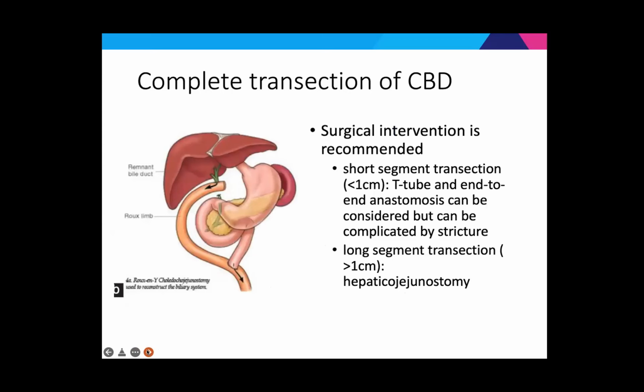In short segment transections, you can try to bring the 2 transected bile ducts together with a T-tube and do a primary end-to-end anastomosis. But in long segment transections, this can be very difficult to perform, or it can be complicated by a severe stricture. So in those cases, patients will require a Roux-en-Y hepaticojejunostomy.